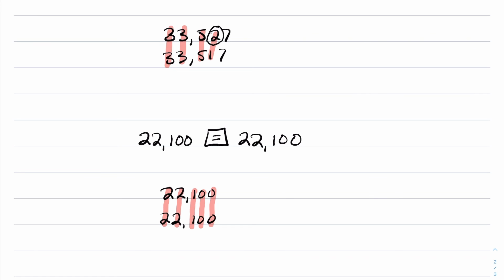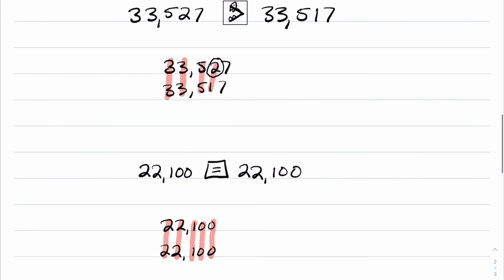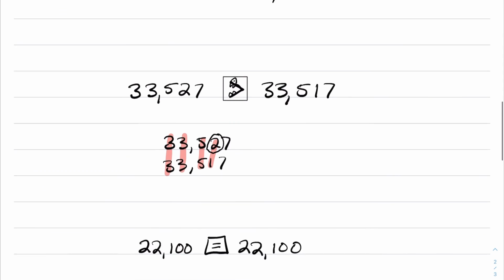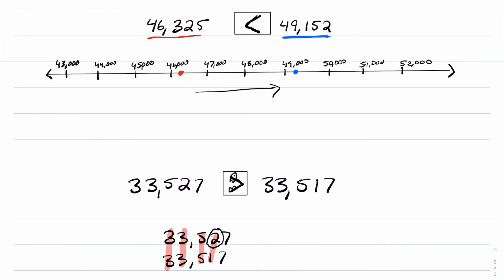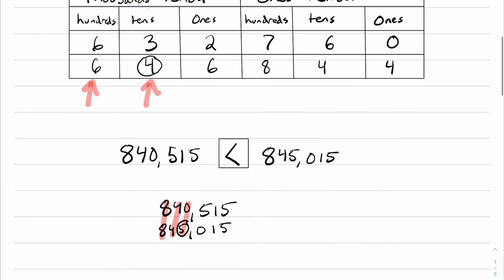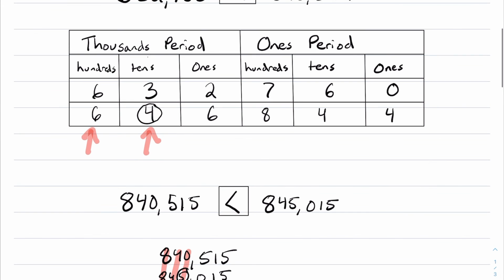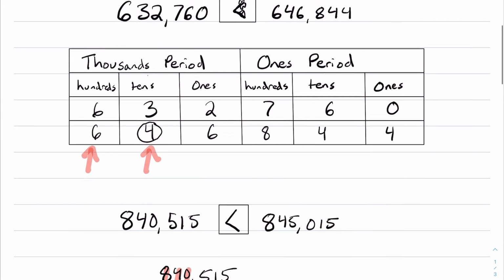So that's how we compare numbers. There's a few different ways we can do it. Remember, we can stack our numbers like this. We can use a number line, or we can create a table and compare them that way.